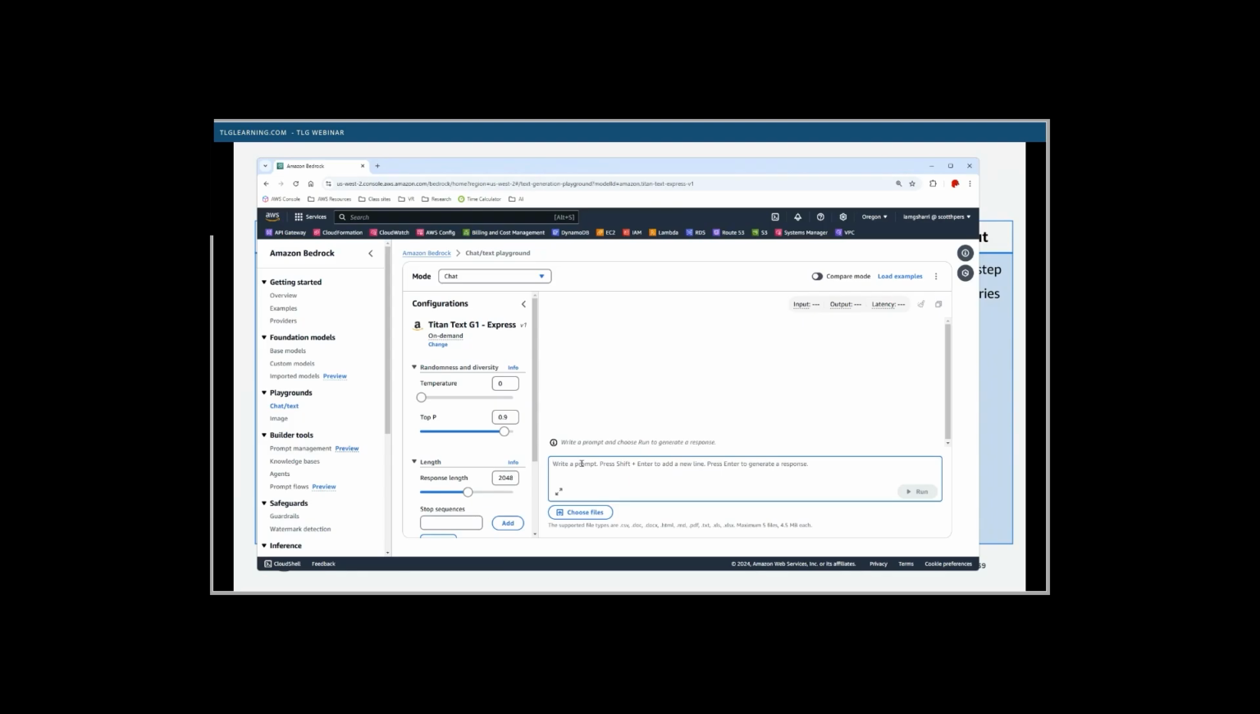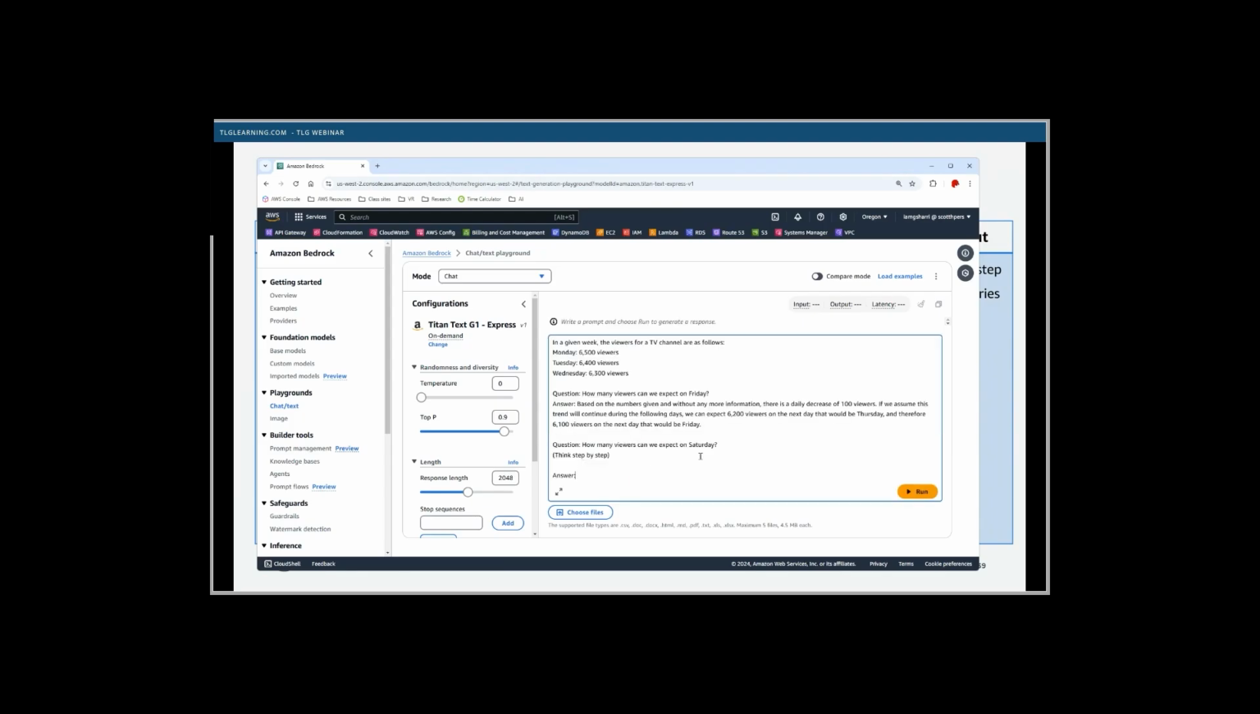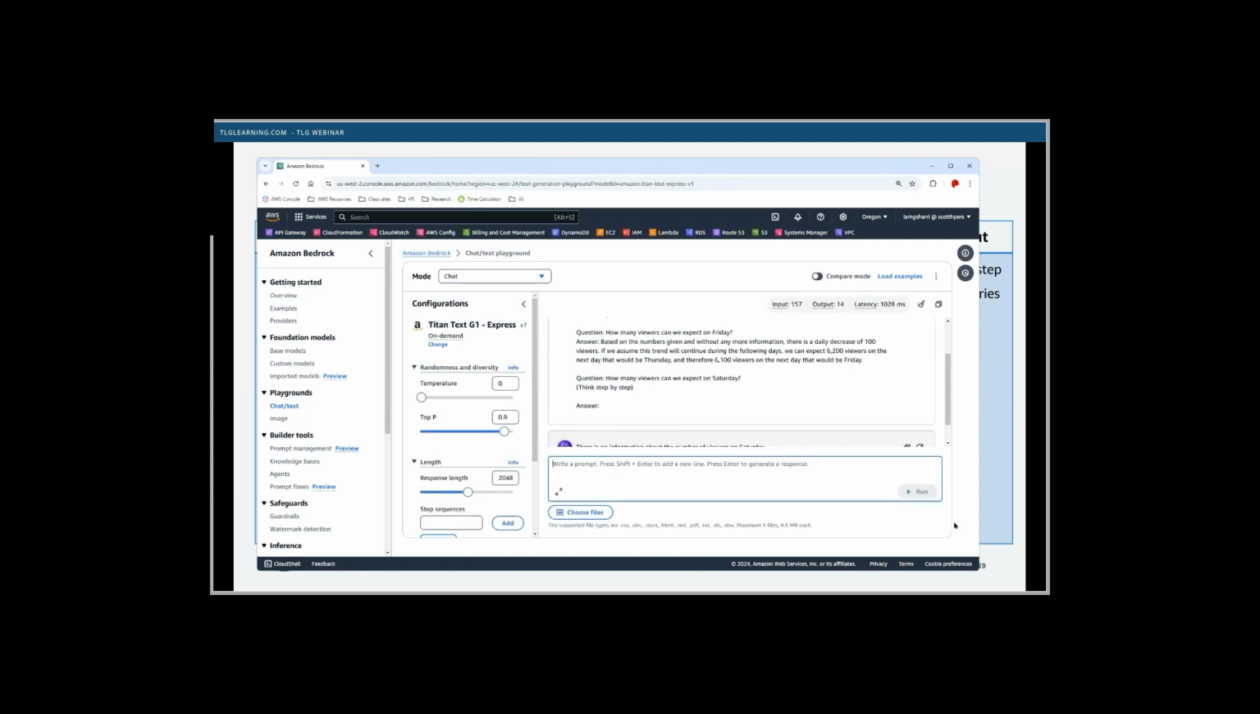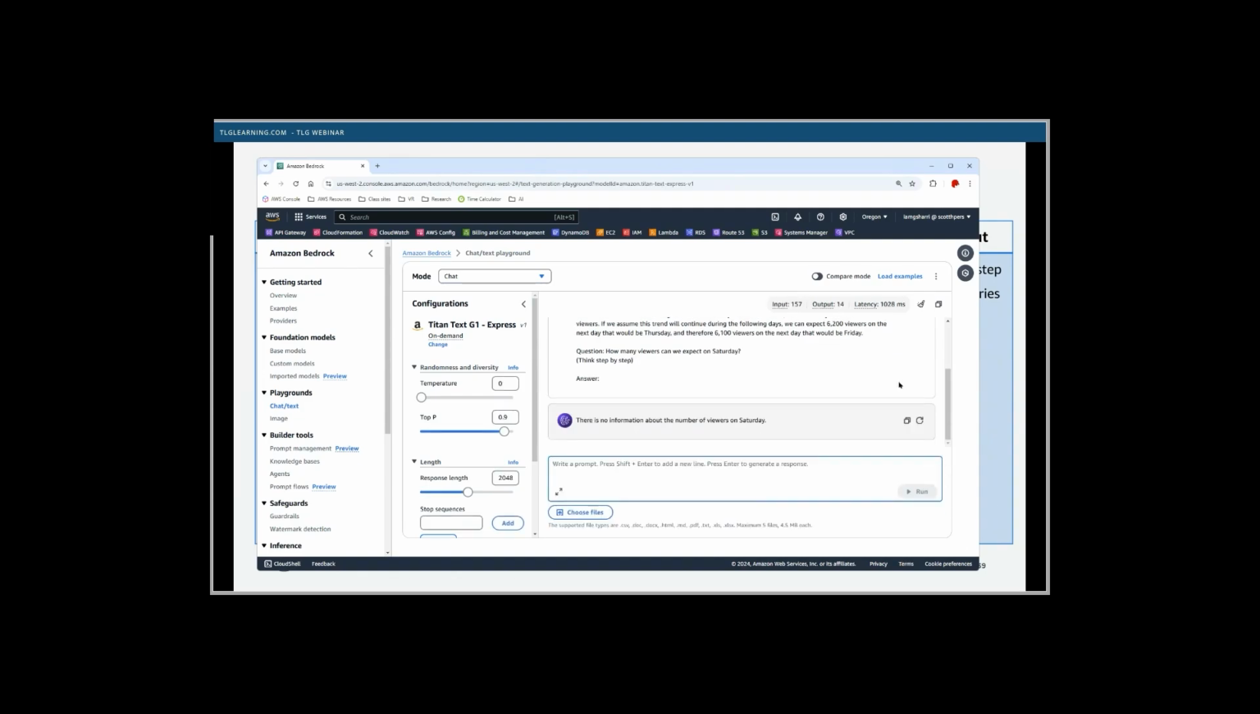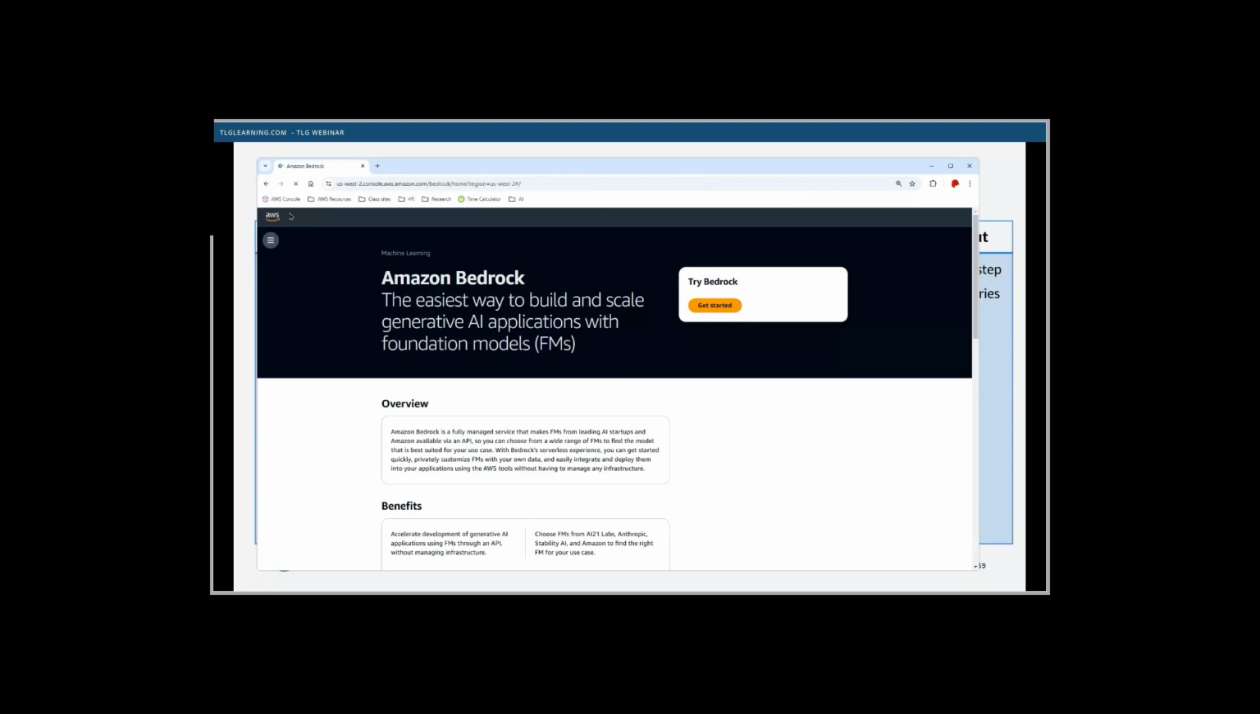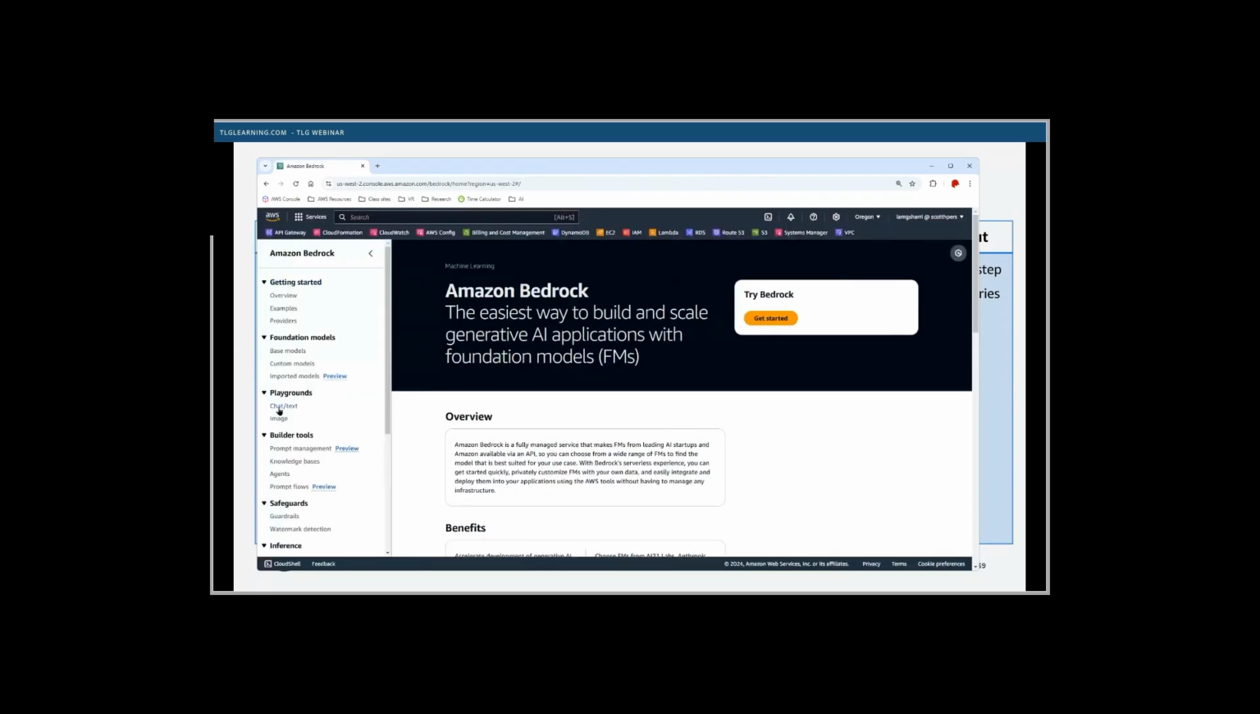I copy and paste that example. There it is, that we just saw. Run the result. No information about the number of viewers on Saturday. So that format doesn't work with this AI. So you don't get the result we were looking for. It doesn't know how to make sense of this. Let's try a different AI.